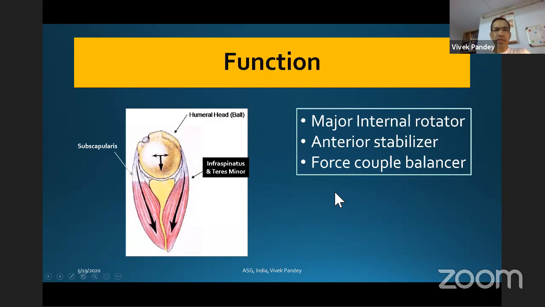I'll not go much into the anatomy, but I'll go ahead with the function. It is one of the major internal rotators. It's an anterior stabilizer, and we all know its function in force couple balancing. It is the horizontal force couple balancer. Why anterior stabilizer? If the subscap is not functioning perfectly, the patient can have recurrent dislocation.